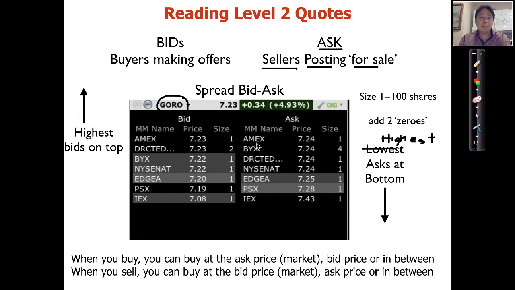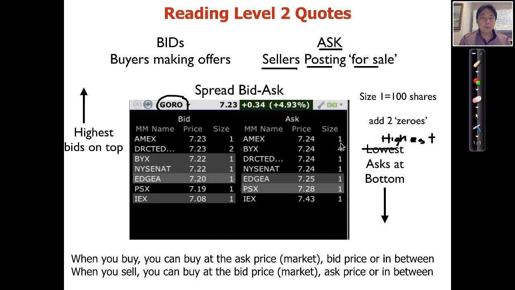So this market maker Amax is asking for 724. He's more reasonable. Okay, you're at the top of the line. You asking for 743 is too high. Okay, get to the back of the line. So on the ask side, notice that the highest ask is at the bottom and the lowest ask at the top. That's how they are arranged.